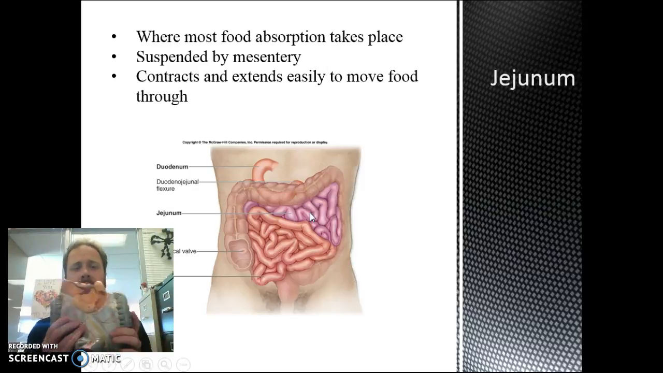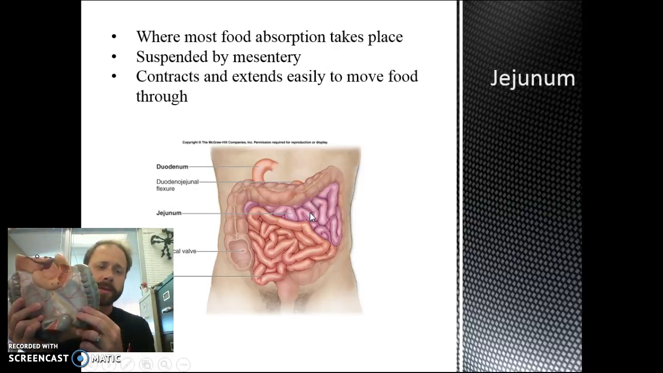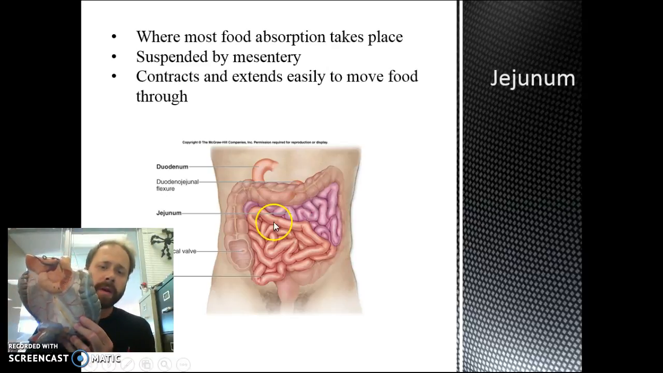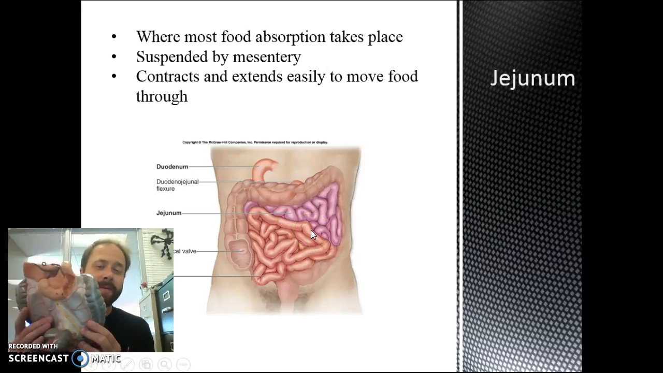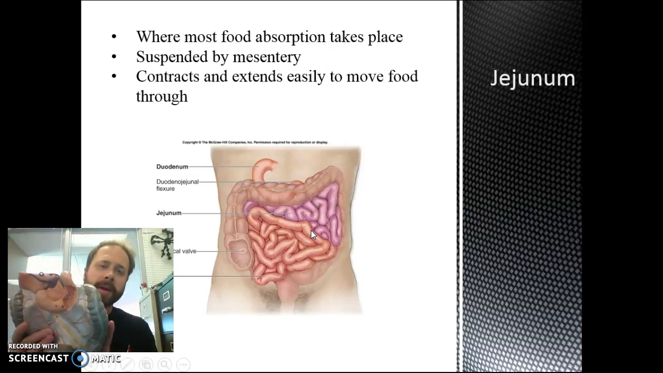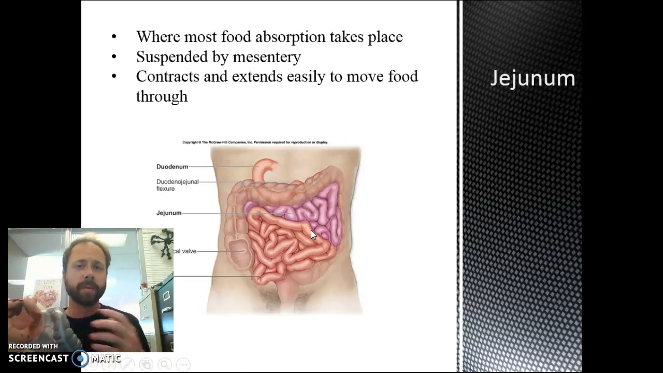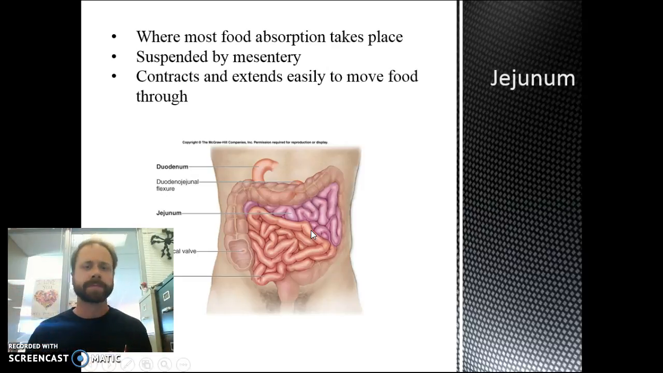It's suspended by the mesentery. I'm going to flip this around so you can see this here. So this gray area here is a tissue that is holding up all of your intestines. It's about 25 feet in there, and it's held up by that mesentery. Now it will contract and extend easily to allow the food to move through. And below there is the ileum, which we'll get to in a moment.